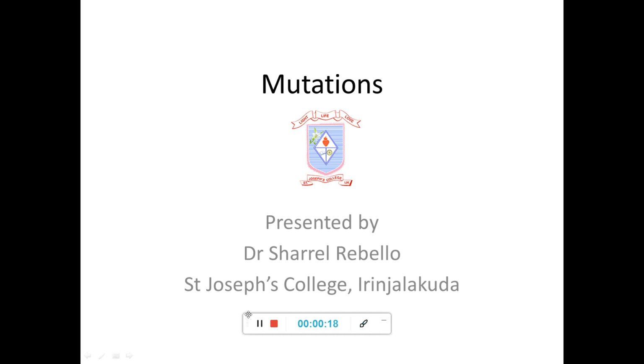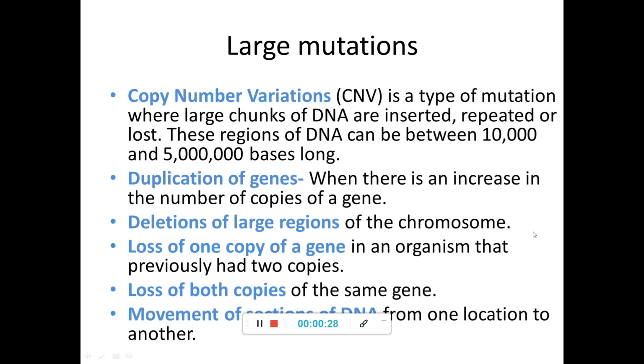Hi students, now let's continue with mutations. In a previous section, we had spoken about the point mutations, and now we are going to discuss the large mutations which can happen in the genes. Sometimes copy number variations can happen in the case of genes, where it's a type of mutation where large chunks of DNA are inserted, repeated or lost.